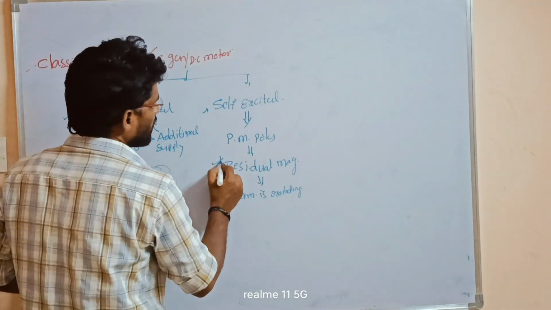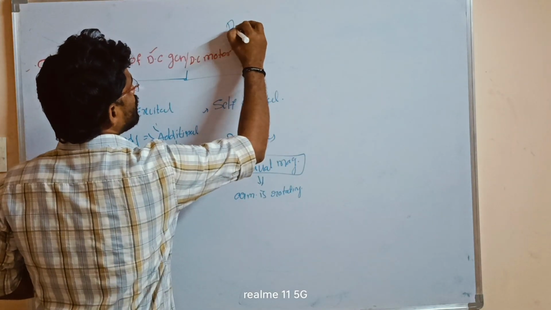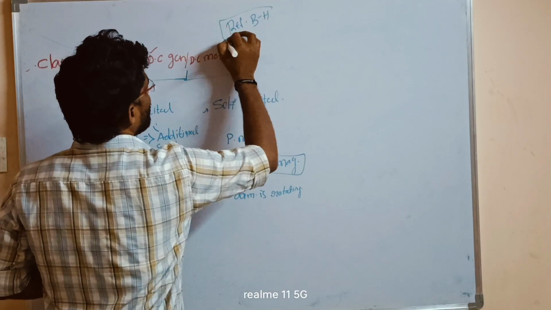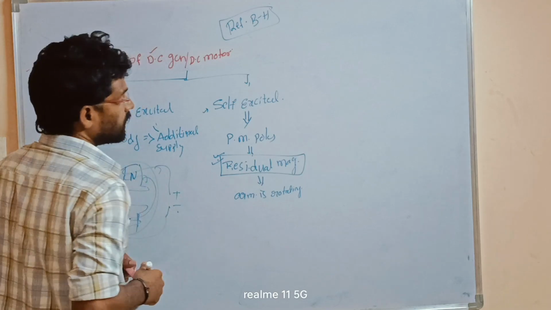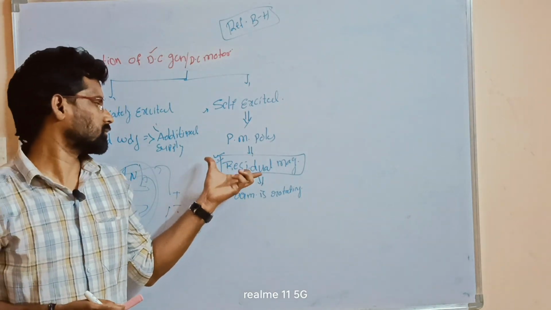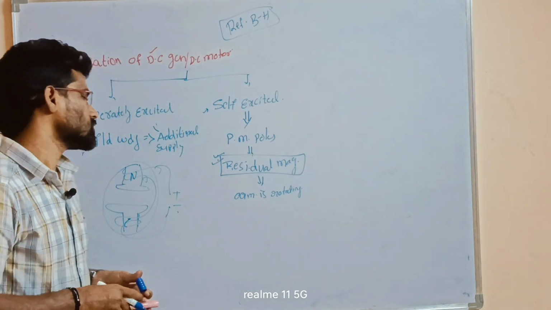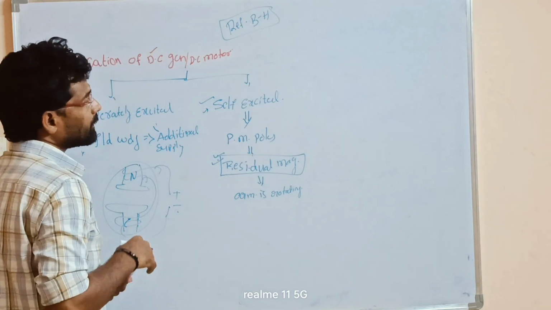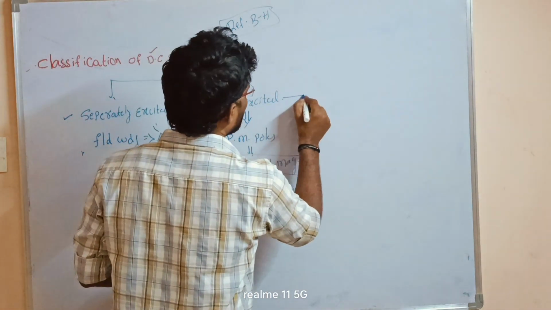We need to know what residual magnetism is. For that, refer to the topic of the BH curve. Once you follow the BH curve topic, you can clearly find out the residual magnetism concept. Okay, so these are the self-excited machines. Again, based on the connection of the series and armature winding, they are classified into different types.